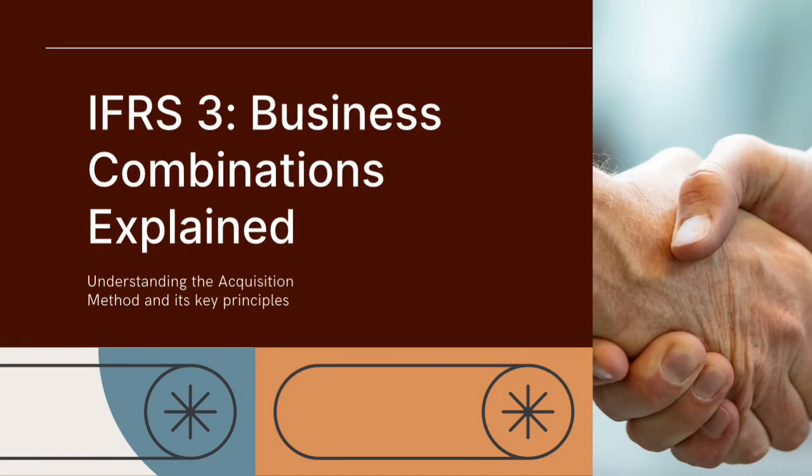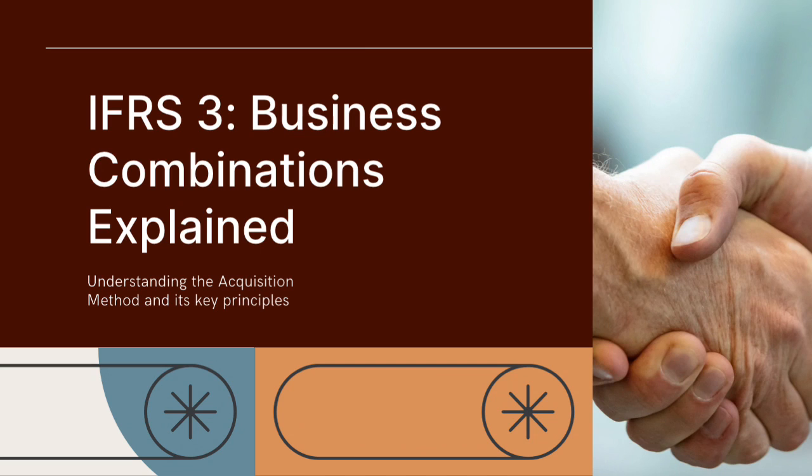What happens when two companies become one? It's not just a change in branding, it's a profound financial transformation. Today, we're going to demystify this process by exploring IFRS 3, business combinations. This is the standard that tells us how to account for a merger or acquisition, ensuring the new combined entity presents a clear and accurate financial picture.